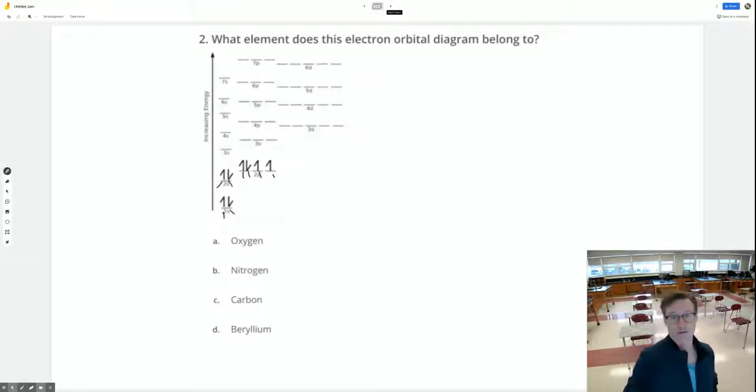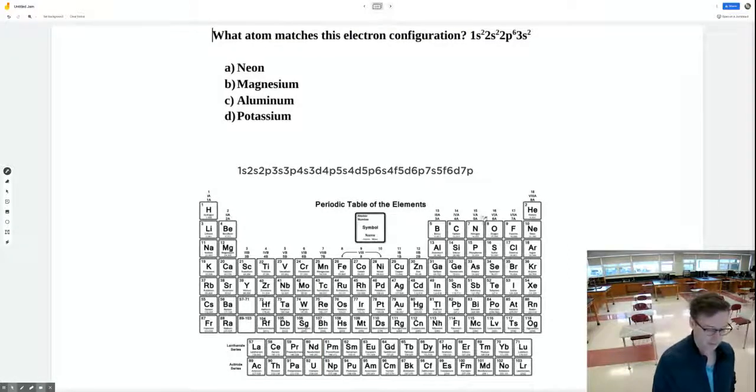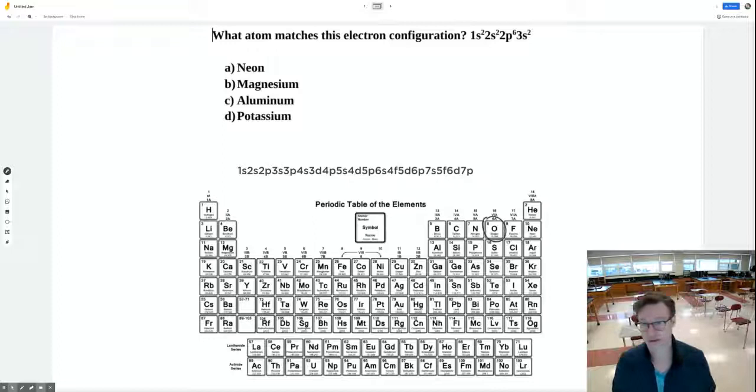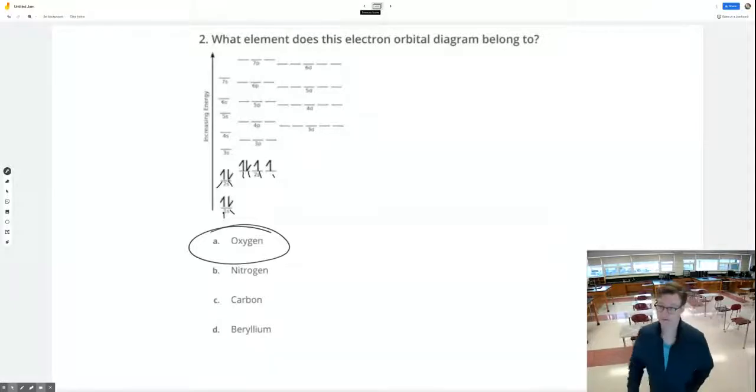So let's take a look at the periodic table. What is element number 8? Well, it's oxygen right there. So 8 electrons means element number 8, which is oxygen. That's all you have to do here.